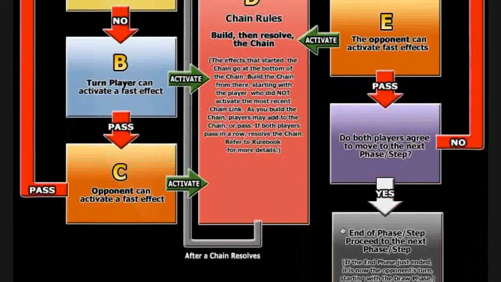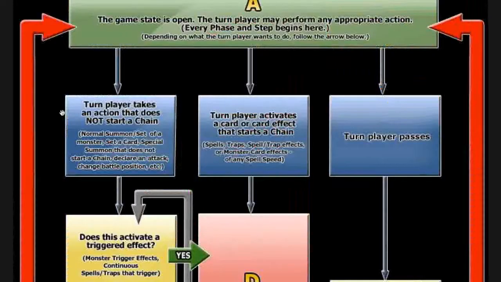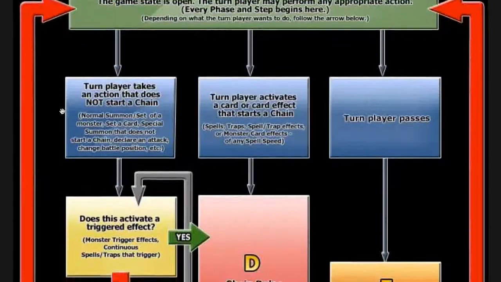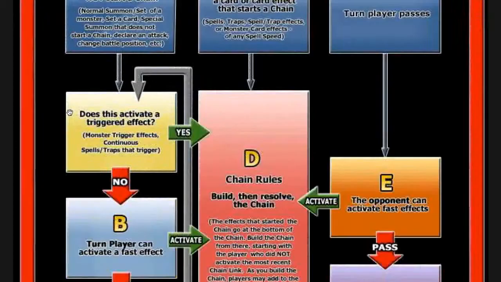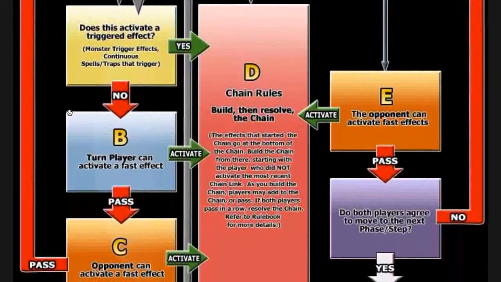Okay, so I gave an example of the Evil Swarm Exciton Knight versus Super Poly on the left hand side. On the right hand side, I want to talk about the battle phase. This might be a little complicated, but this is literally how every battle technically works. This is a player attacking. Does this activate a triggered effect?